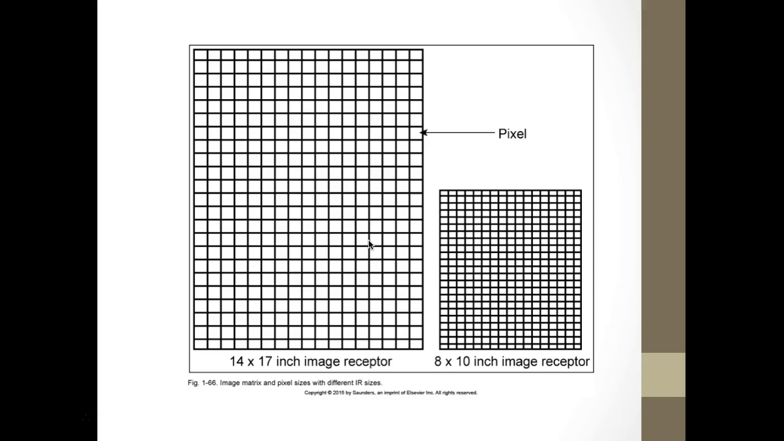When we look at the pixel size, if you take a 14 by 17, you can see that the pixels are very large. These have the same amount of pixels, but with a 14 by 17, they're a lot bigger than they are with an 8 by 10. So grabbing the smallest cassette size that you can, or image receptor, is going to give you a higher resolution. So you want that.